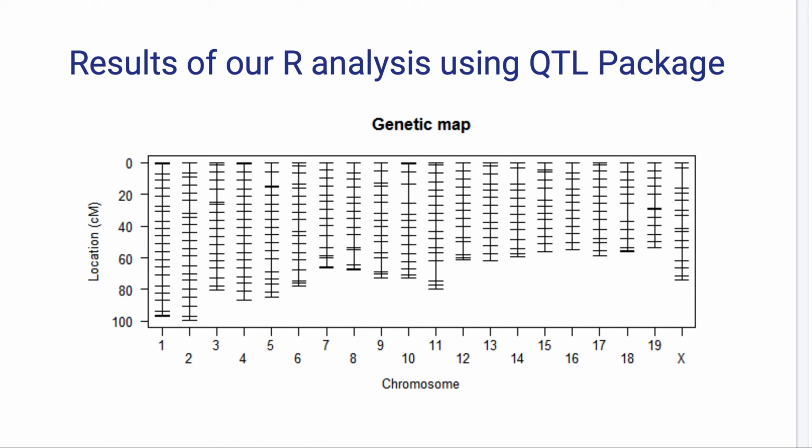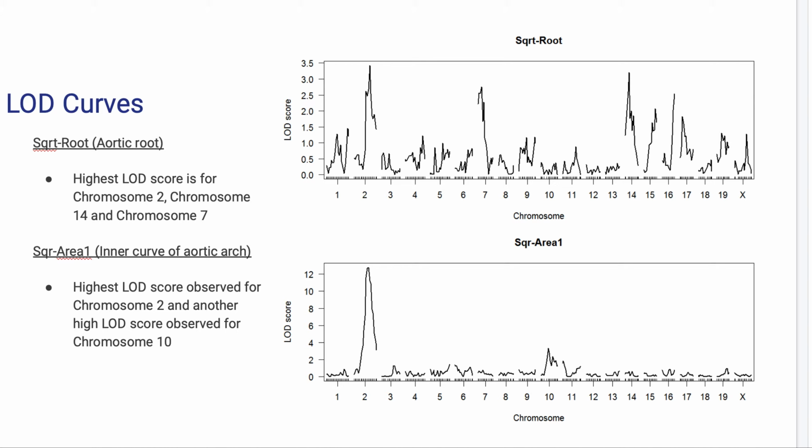And so for the R analysis that we did using our QTL package, this is the genetic linkage map, and you can see here that chromosomes 1, 2, and 10 play a large role in the genome-wide map. And here in the R package, we went to the LOD curves, and we can see here, just like in JMP Genomics, for the aortic root here, that 1 and 2 play a role, along with some other chromosomes.